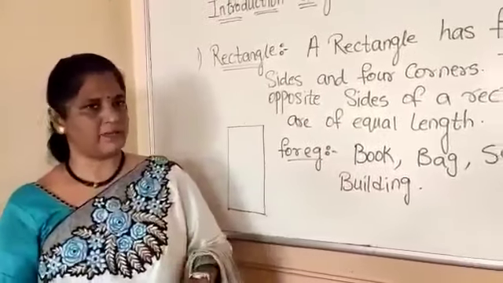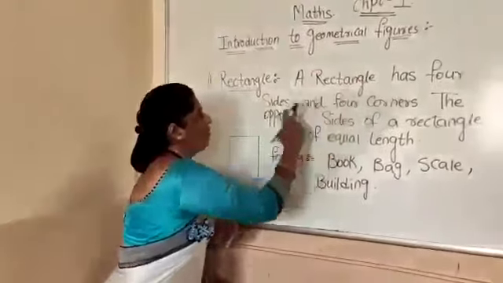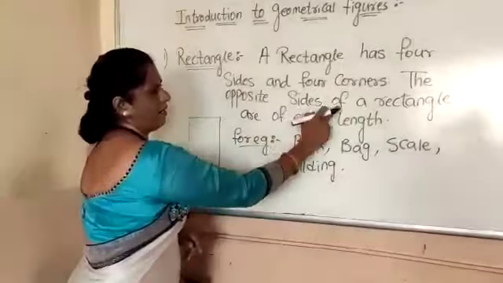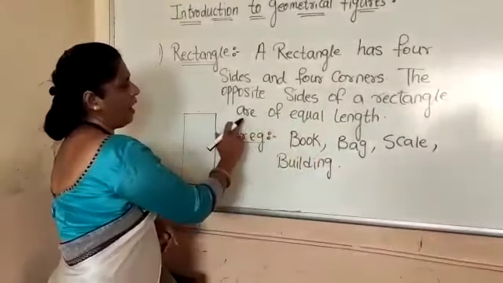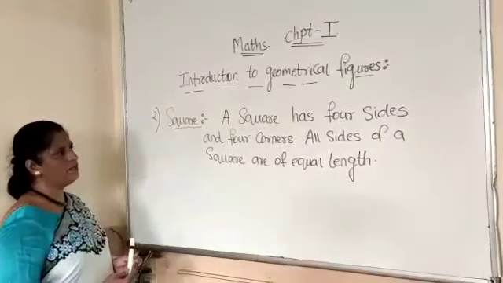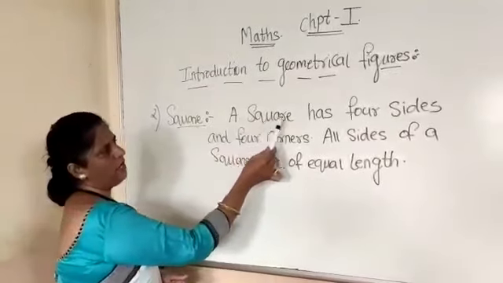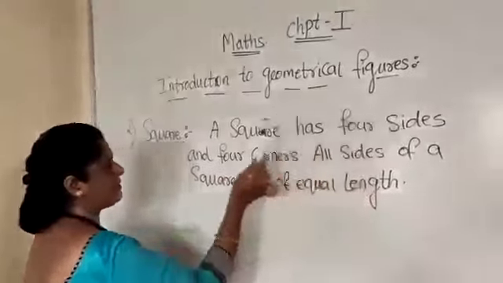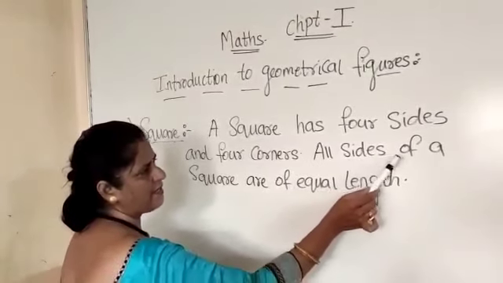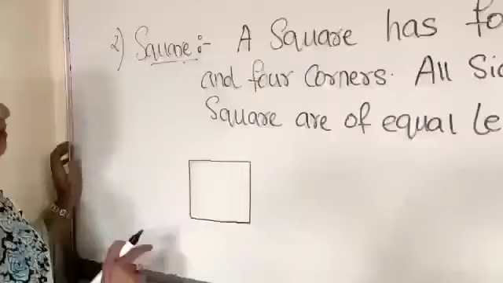See, once again I am explaining you what is rectangle. A rectangle has four sides and four corners. The opposite sides of a rectangle are of equal length. Now see square. Now what is square? A square has four sides and four corners. All sides of a square are of equal length.